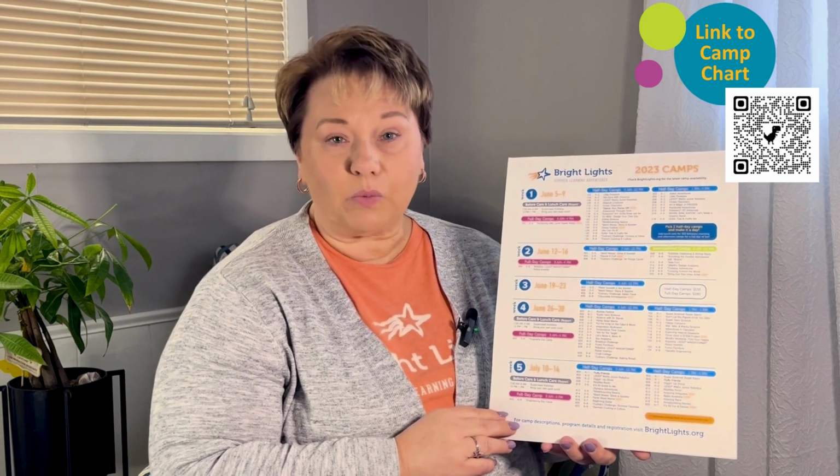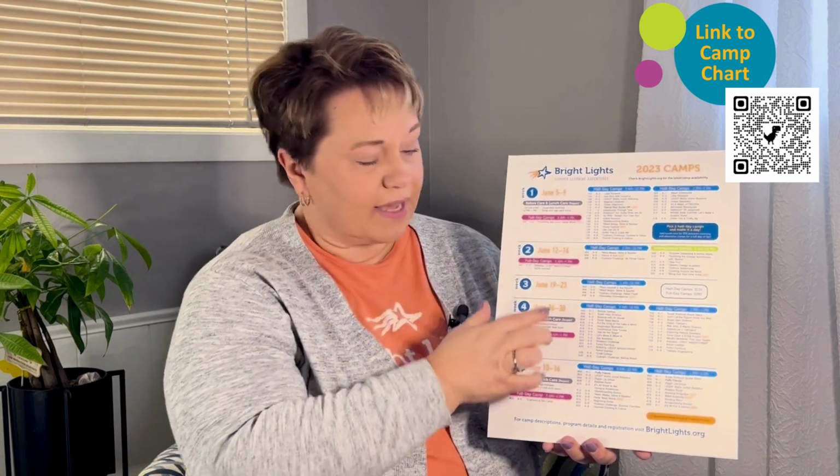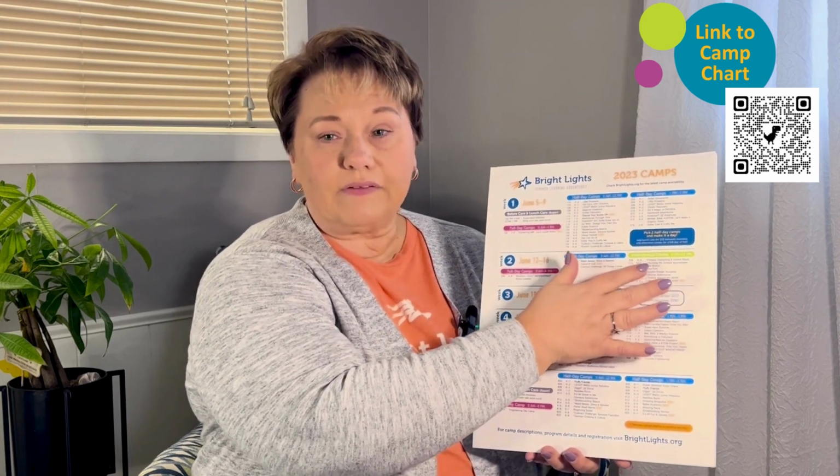We have just over 90 camps this summer, and they're divided by weeks. You'll see the dates at the top of each week. They're then divided by full-day camps and then half-day camps. So our half-day camps are morning and afternoon, and then they're further divided by grades. This organization makes it easy to pair our schedule with your schedule.